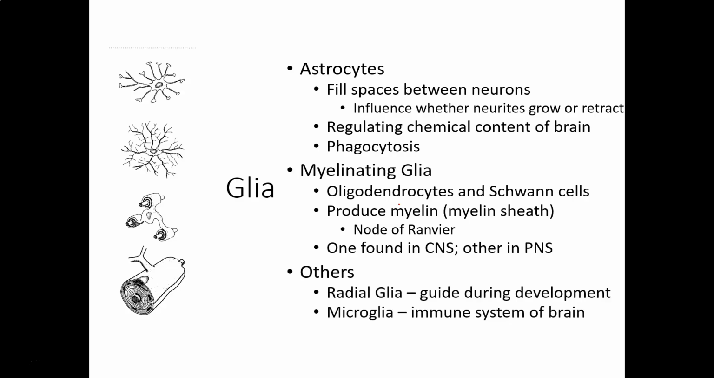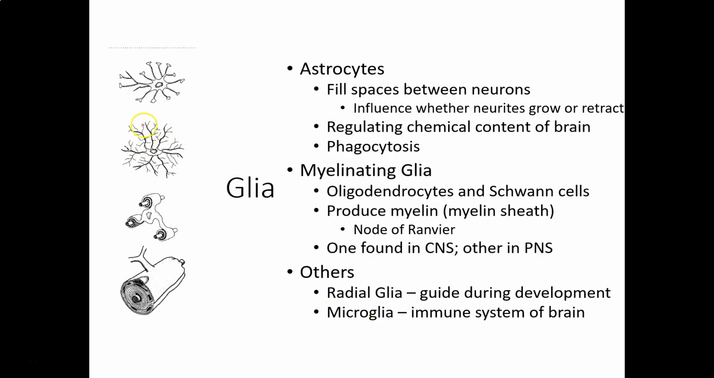The two other glial cells that you're going to be introduced to are radial glia and microglia. Radial glia are not found in the adult brain. They only exist in the developing brain, and they help neurons migrate from one location to another. When we talk about development in this course, you'll learn more about radial glial cells and their shape.